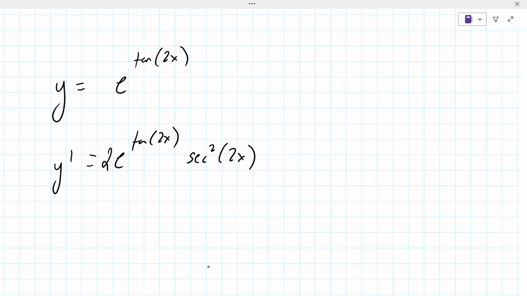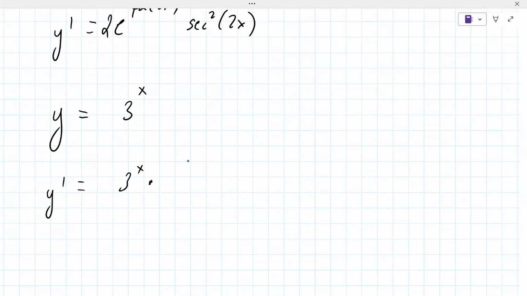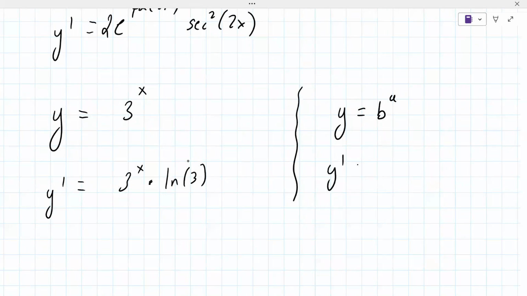Great. All right, so then the second type is, what if you get a number to the power of x? The derivative is itself times the natural log of the base. Now, more generally, it's like this. If it's b to the u, b is the number, u is the variable, the derivative is itself times the natural log of the base times u prime.